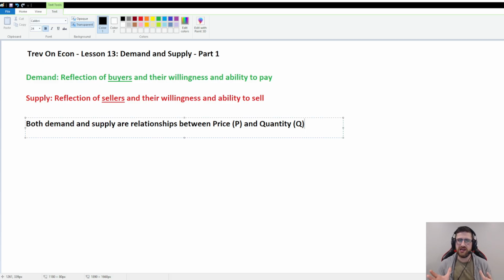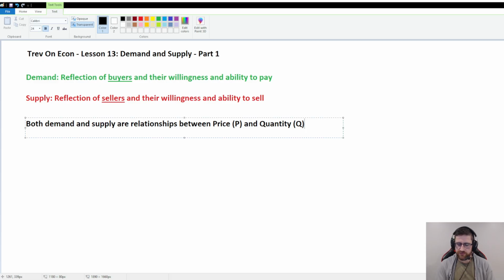Now, when we talk about demand, we'll usually say quantity demanded. When we talk about supply, we will usually say quantity supplied. When we're not really talking about either in particular, we'll usually just use the word quantity, which is pretty commonplace.